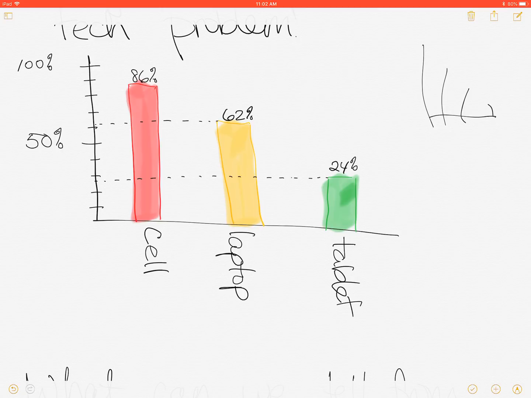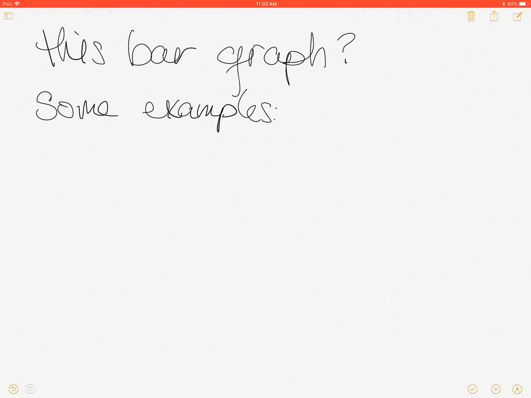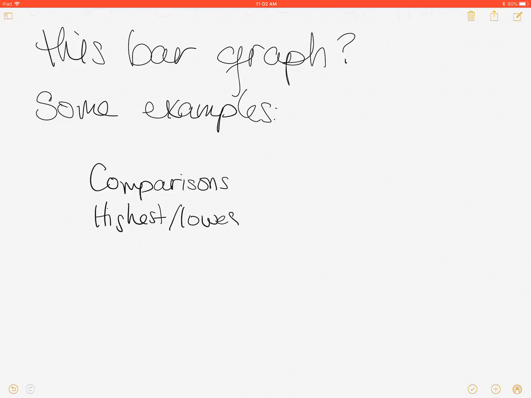So you can do comparisons, you can try to read the numbers, you can put them in order from who is the most to who is the least. Lots of things you can read off here. Nothing too specific other than comparing and looking at the numbers. So you can do comparisons, highest, lowest, reading numbers.